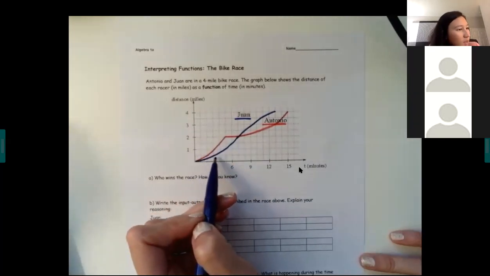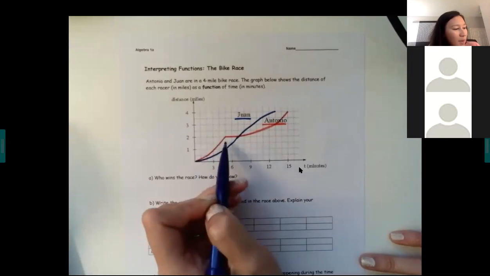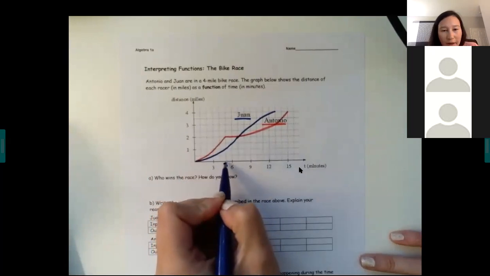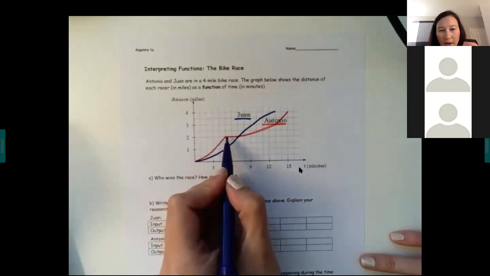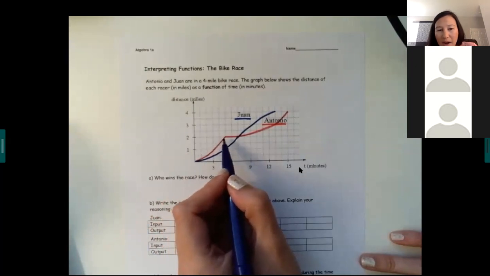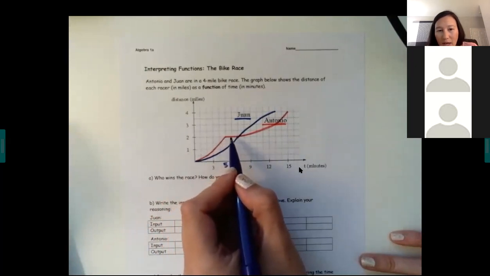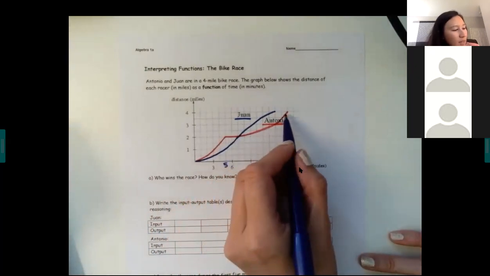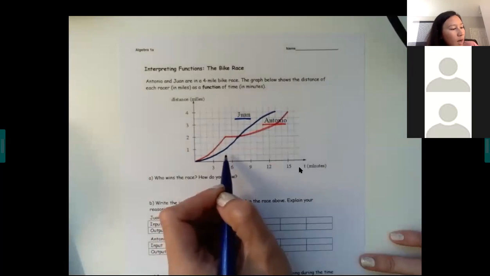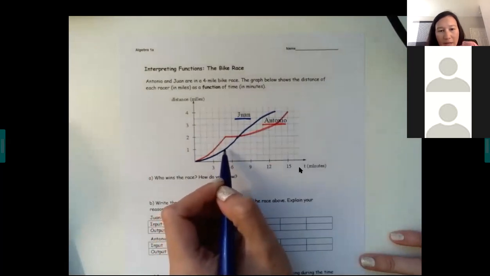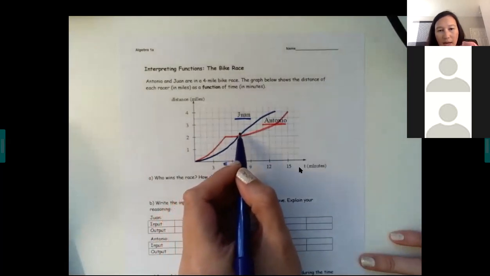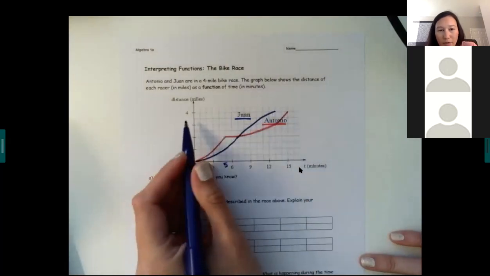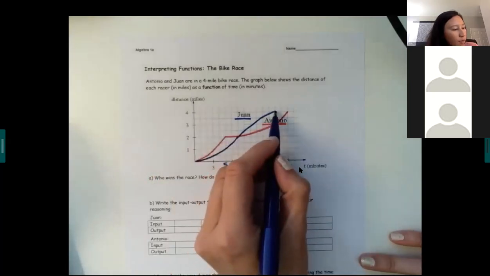Juan starts off a little bit slower, but then here at the 5 minute mark, we see that Antonio maybe tired himself out at the very beginning, and he slows down quite a bit, and then picks up the pace a little bit at the end, while Juan, right here at about 5 minutes, picks up the pace. See how his line gets steeper, and he ends up reaching the 4 miles before Antonio.